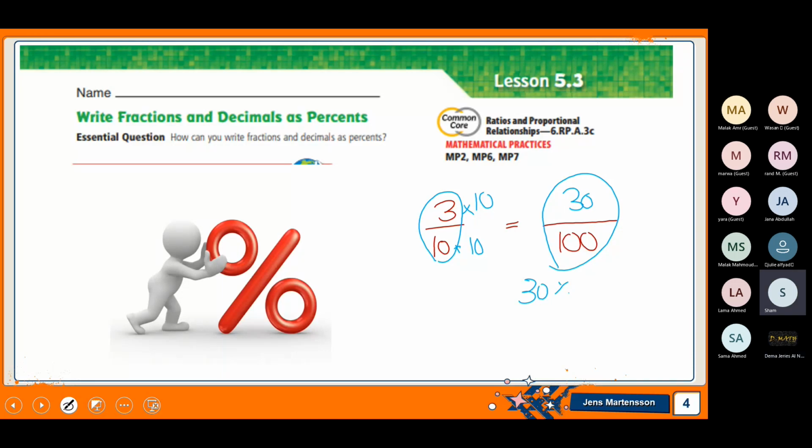Teacher, why won't we just add 0 for the up and for the down? No, you don't add, you multiply by 10.